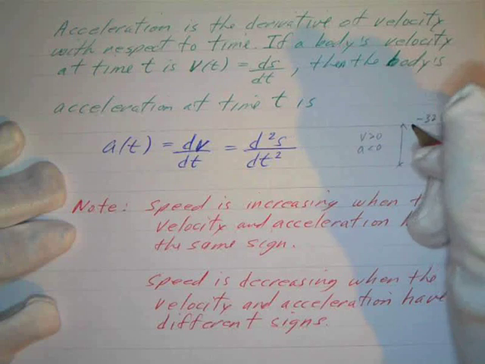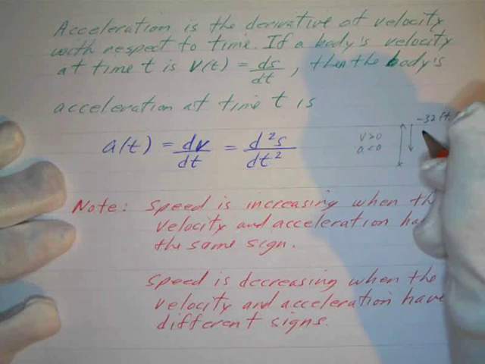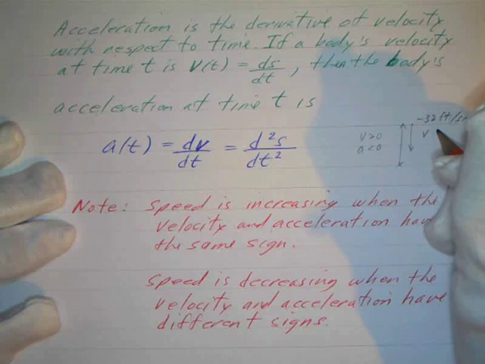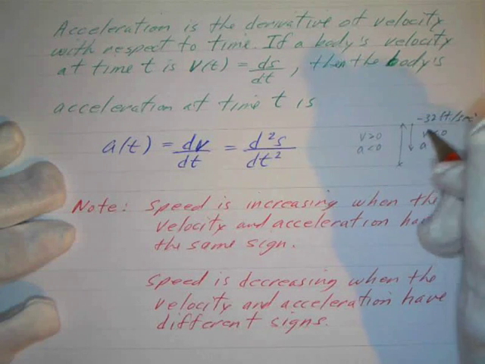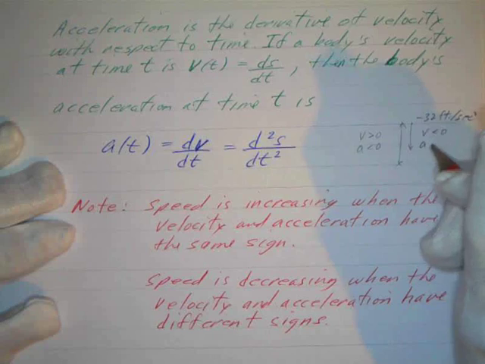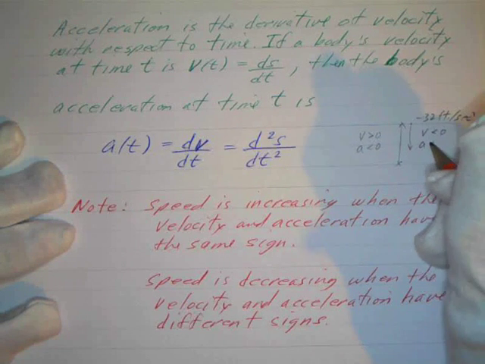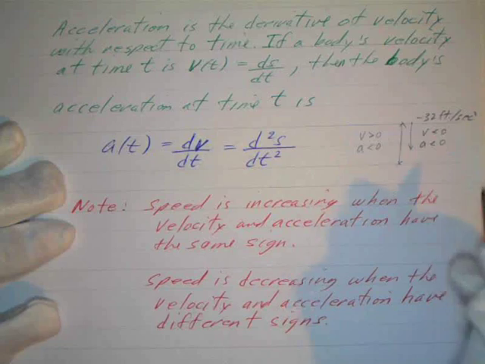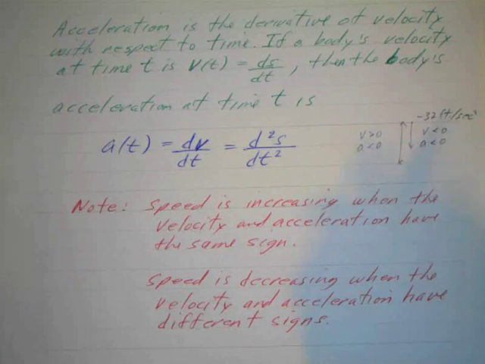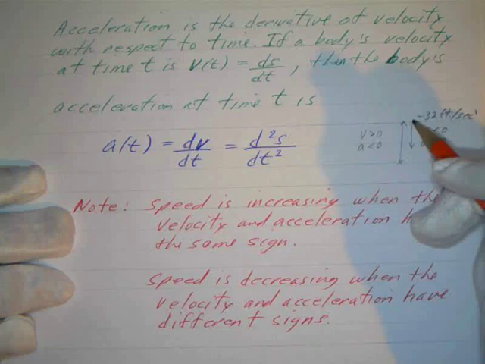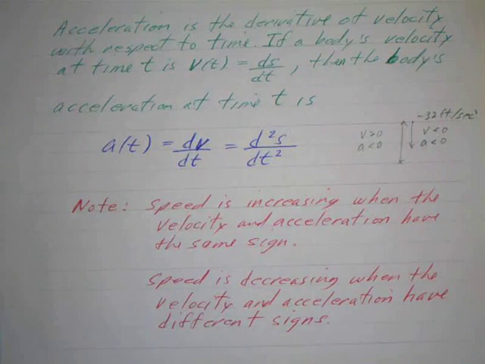Now, as it stops and starts to come down, since it's going down, the velocity is negative. But the acceleration is still negative because that's a constant. Whether it's going up or down, the acceleration is negative 32 feet per second squared. So since the velocity and acceleration have the same signs, it starts to speed up. So if you throw it up, it slows down, and after it gets to the highest point, it starts coming down, it starts to speed up.